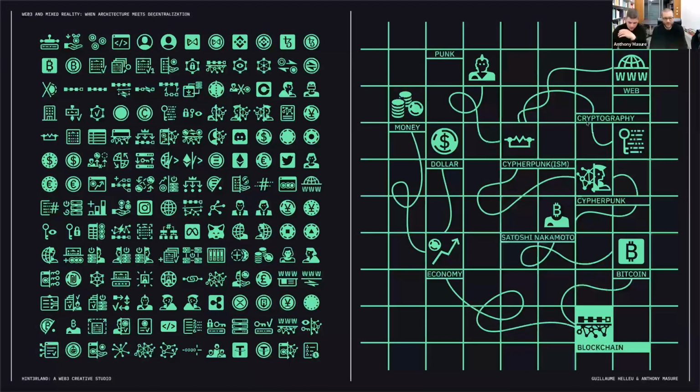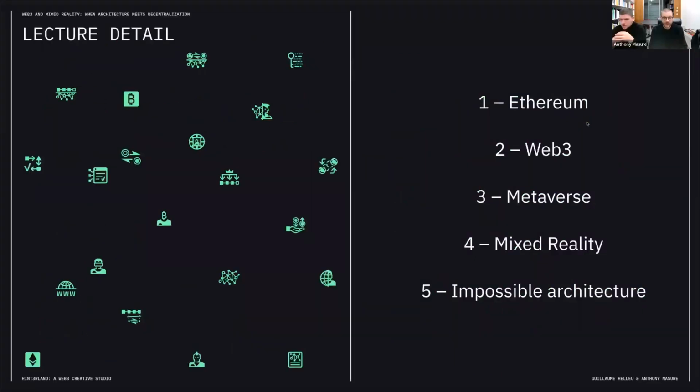The session today will be divided into five different chapters. First, we're going to speak about Ethereum, what this technology is and how it is revolutionary. We're going to do the same for Web3 technology, which has been a big buzzword this last year. We'll go on with metaverse, then mixed reality, and finally the topic that will be of more interest for you: how all these first chapters help to develop what we call impossible architecture, or a new type of architecture that we are going to see in the coming years.